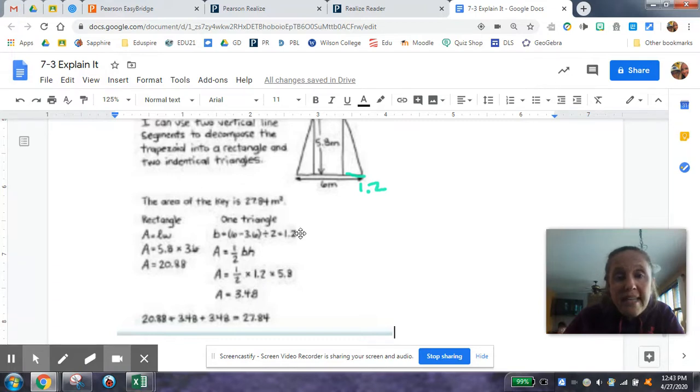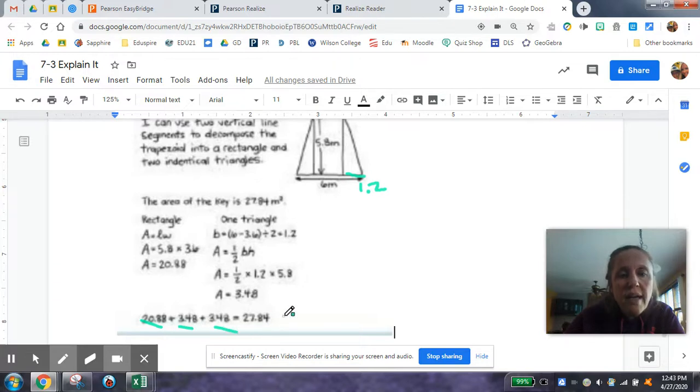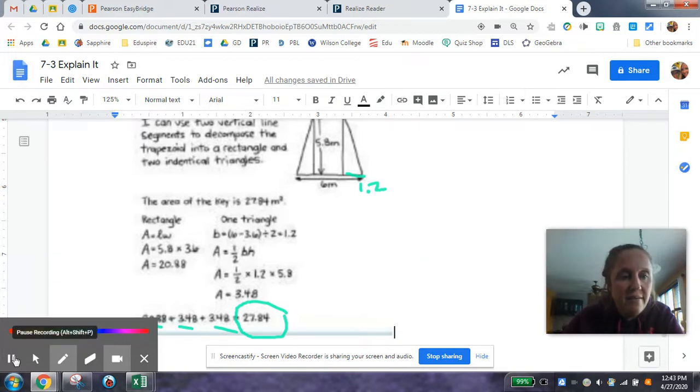So in order to find the area of this trapezoid, we do the area of the rectangle, which is here, the area of one triangle, the area of the second triangle, and we have a total of 27.84 to find the area of the trapezoid.